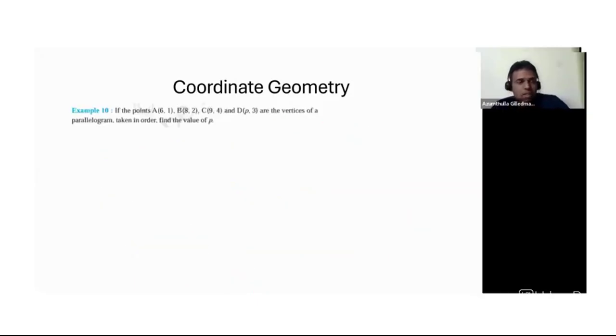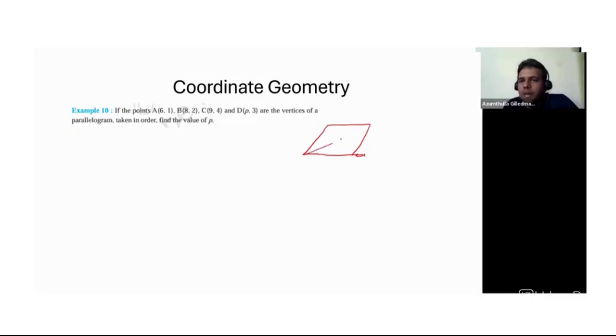Okay. Let's look at another example. So here, if the points A, B, C, and D are the vertices of a parallelogram taken in order, find the value of P. Here we need to know the property of a parallelogram. What does parallelogram mean? We will have the opposite sides as parallel. Let's say this is a parallelogram.